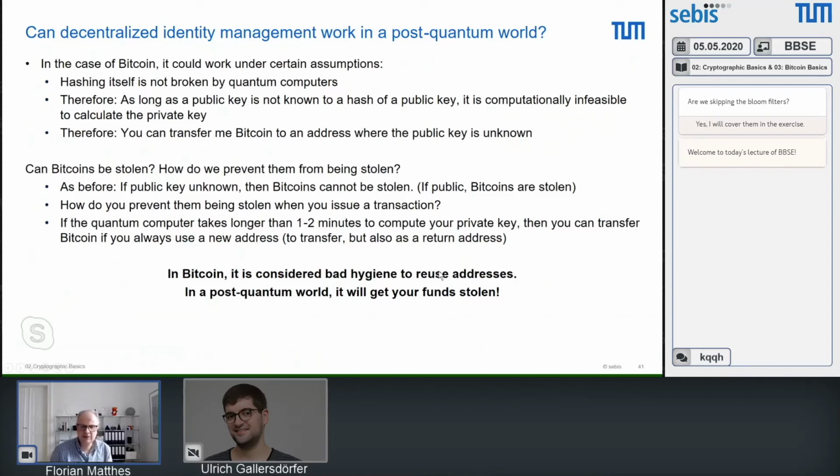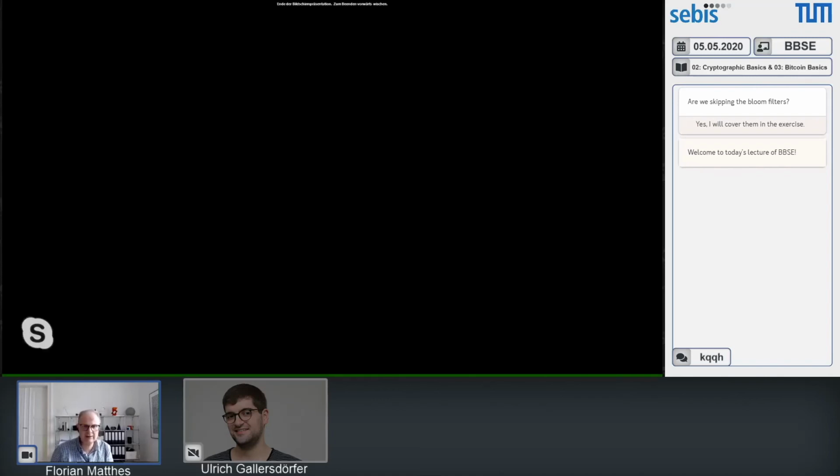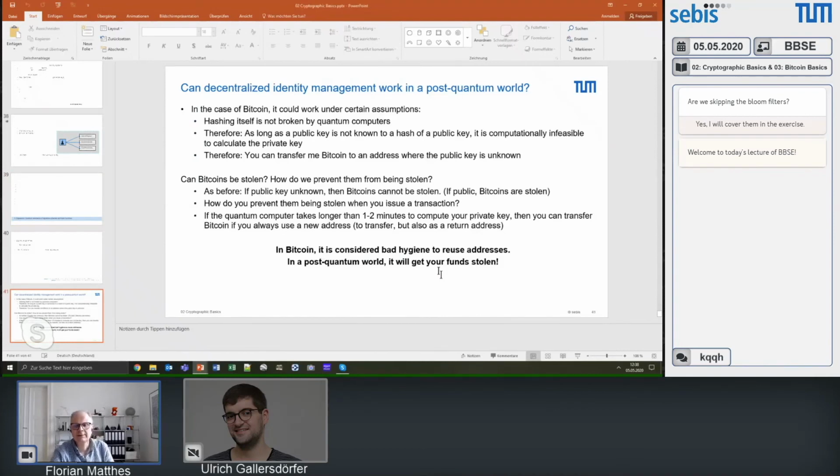Okay, but again, this is a little bit hypothetical, so I don't want to spend too much time. Are there any questions regarding these cryptographic basics?